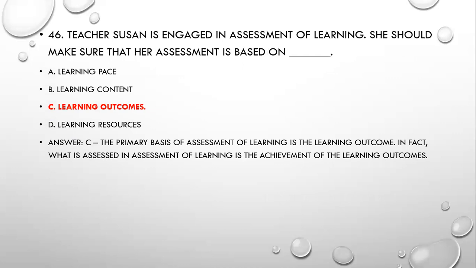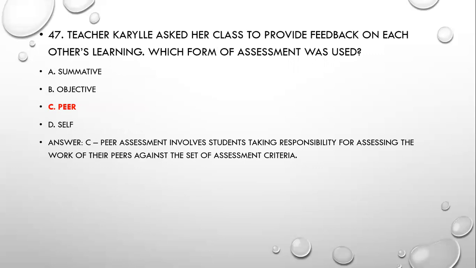Number 46. Teacher Susan is engaged in assessment of learning. She should make sure that her assessment is based on learning outcomes. The primary basis of assessment of learning is the learning outcome. In fact, what is assessed in assessment of learning is the achievement of the learning outcomes. Number 47. Teacher Karil asked her class to provide feedback on each other's learning. Which form of assessment was used? The answer is peer assessment. This involves students taking responsibility for assessing the work of their peers against a set of assessment criteria.